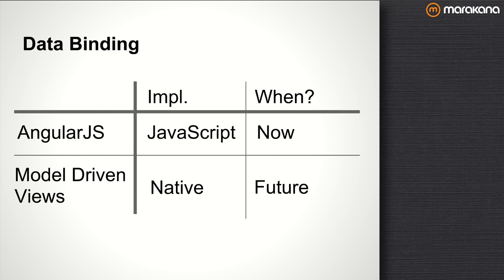And so we're working on a spec called model-driven views and a child spec of that called Object.observe. And what it does is it brings a native implementation of data binding into the browser. How many of you have heard of model-driven views or Object.observe? One? Okay, a few of you. Awesome. Oh, I see an AngularJS classic shirt, very nice.